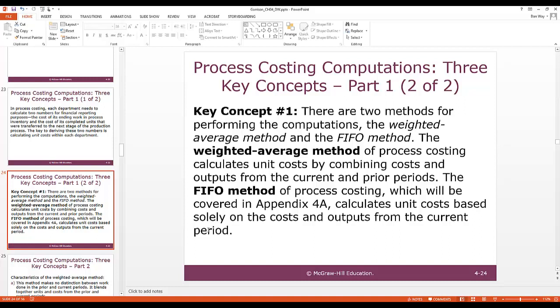So there are two methods for making those calculations: the weighted average method, which we tend to stick more to, and then the FIFO method. The weighted average method calculates unit costs by combining costs and outputs from the current and prior periods, so everything done up to this point, whereas the FIFO method, which is covered in the appendix to this chapter, calculates unit costs based solely on the costs and outputs from the current period, right? First in, first out.